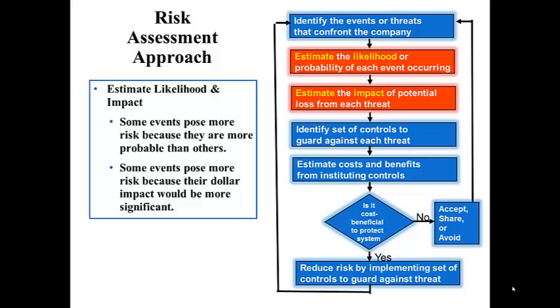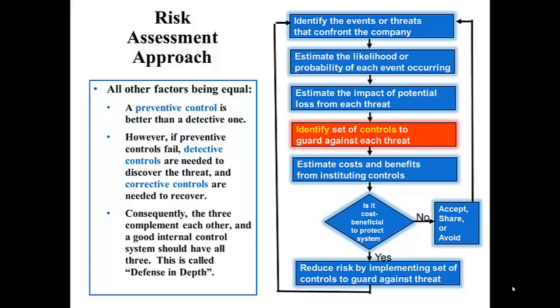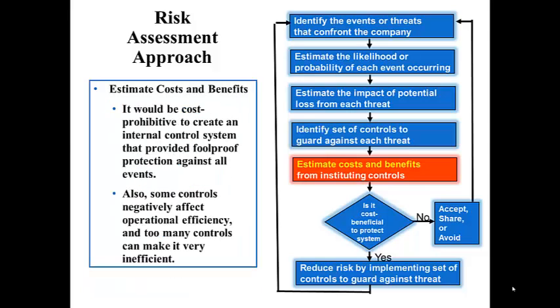of dollars usually. They identify a set of controls to guard against each threat, and the controls can be preventive controls, detective controls, or corrective controls. And it's best to identify more than one control, and this is called defense in depth. Now, for each control, there should be estimates made of the costs and benefits for instituting each control.